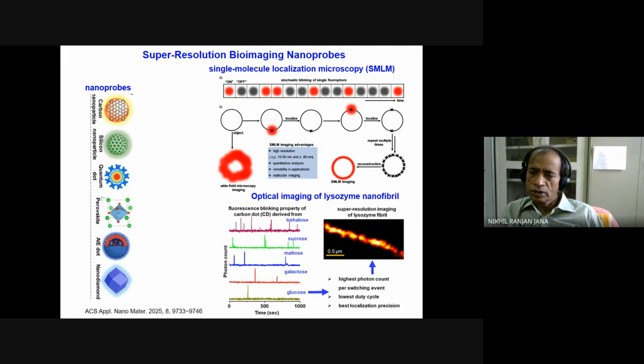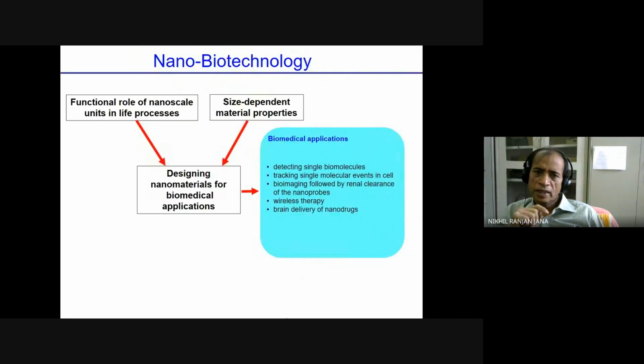For example, here you see the amyloid fibrils, which are lysozyme fibrils. These are protein fibrils, a few nanometers in diameter, micron-size lengths. These are responsible for Alzheimer's, Huntington's, and many different neuro diseases. You can image these materials using super resolution microscopes. So these are some of the examples.